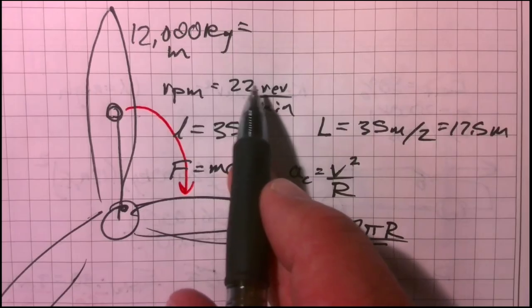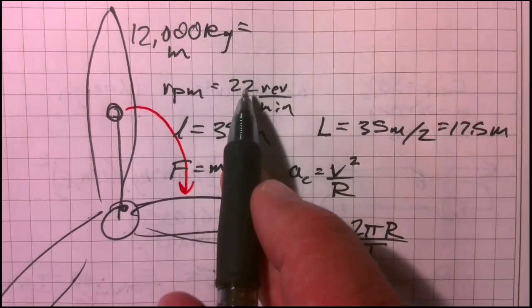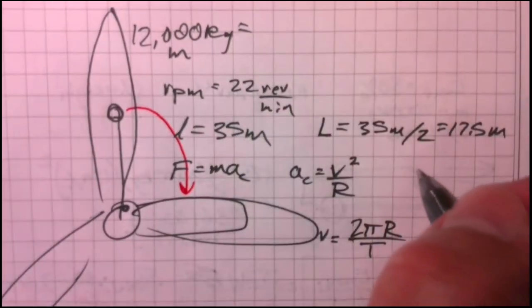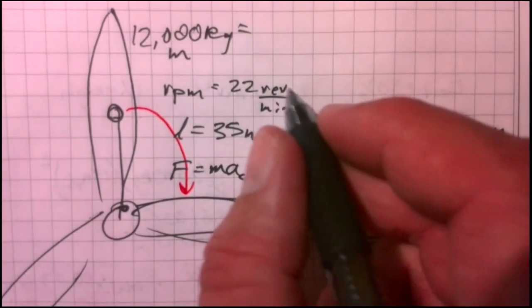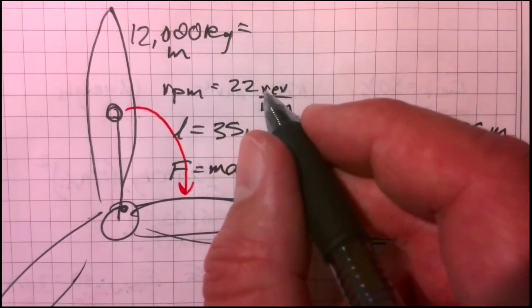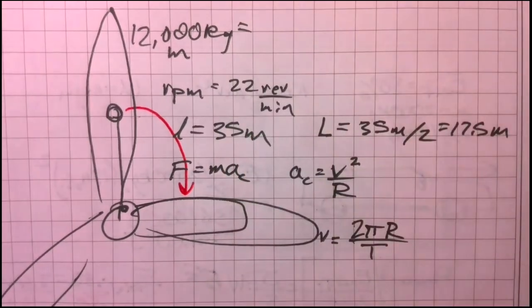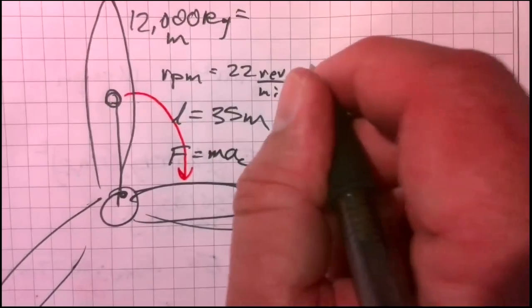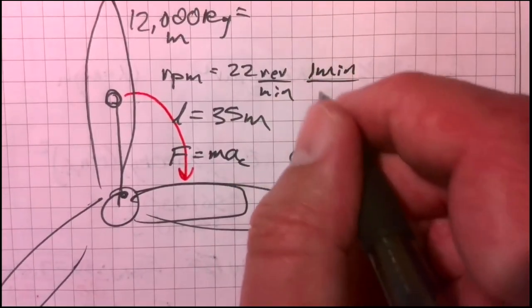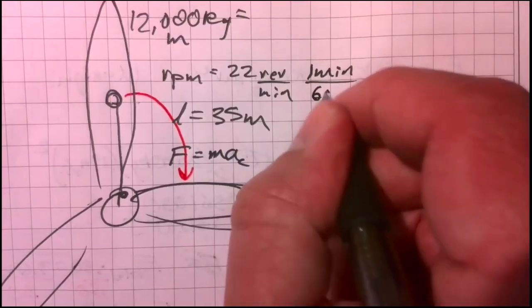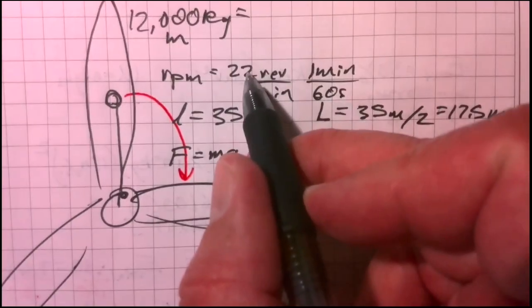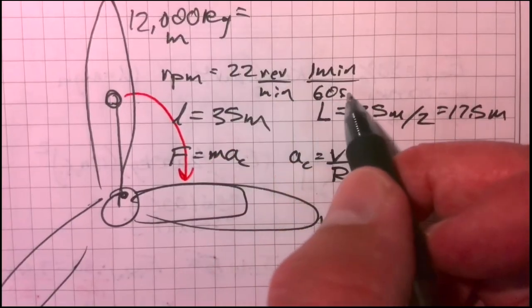Up here, we know that it does 22 revolutions per minute, so we need to find that in seconds. Actually, this is our frequency, so we need to get this into period. First, we're going to convert this into revolutions per second. So it'll be 1 minute divided by 60 seconds. I'm going to multiply this here, so it'll be 22 divided by 60 seconds.